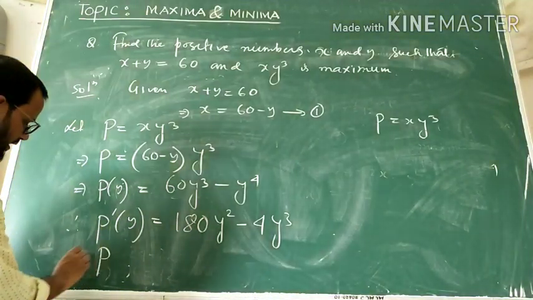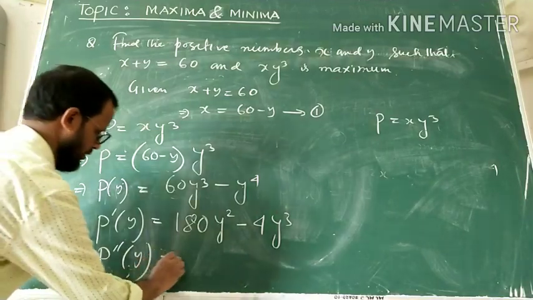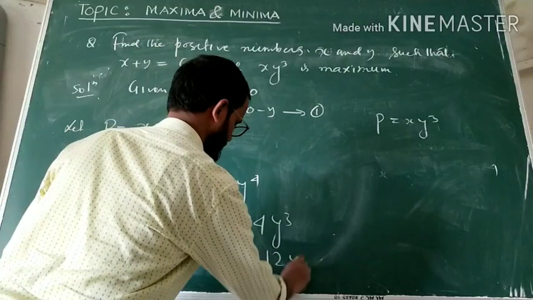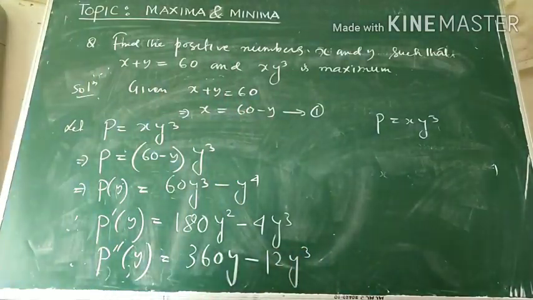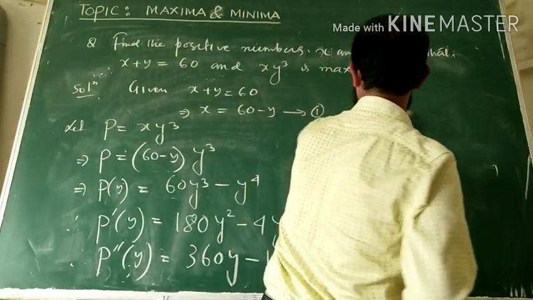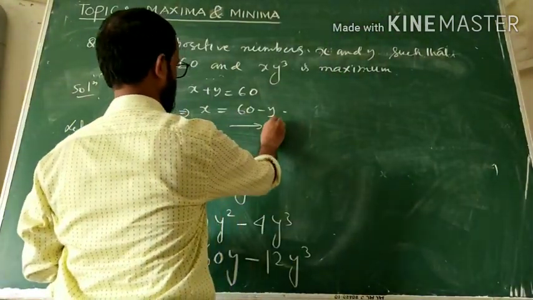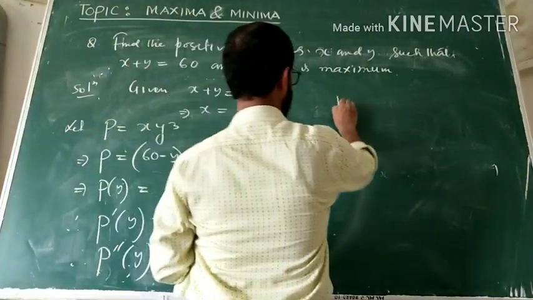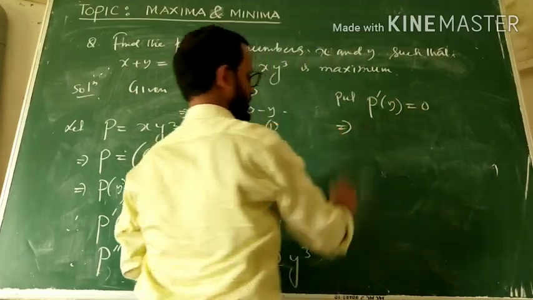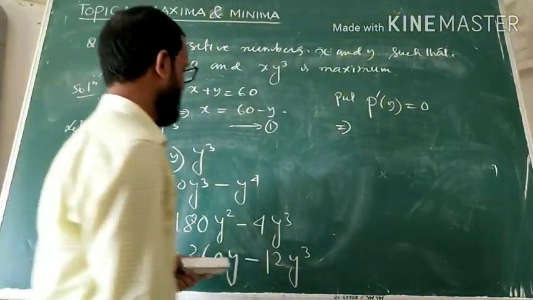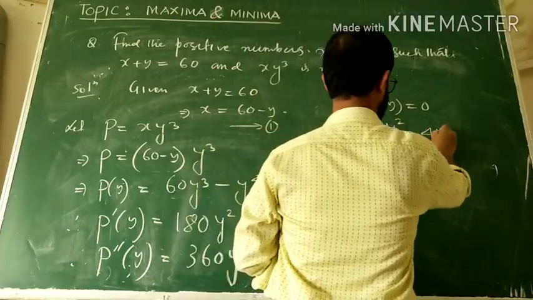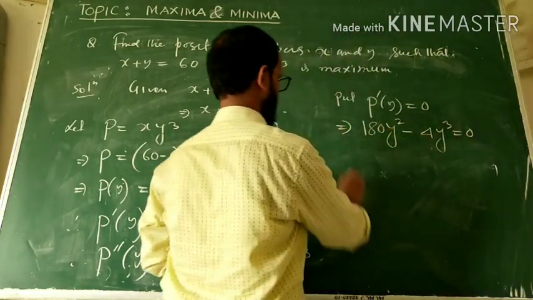So P double dash y क्या होगा? 360y minus 12y cube. This is your second order derivative. Now to get the critical point, what do you have to do? You have to put P dash y equal to 0. What is P dash y? P dash y equal to 180y square minus 4y cube equal to 0.